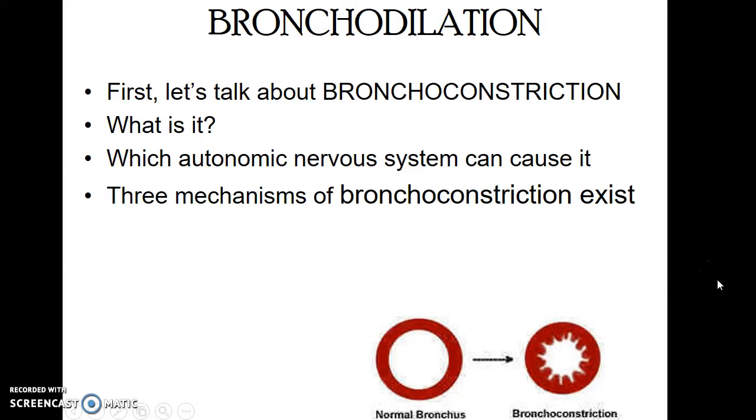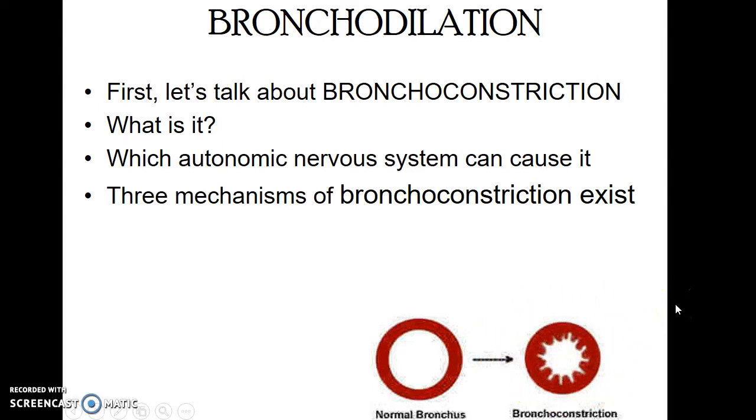In this section of Chapter 6, we're going to talk about bronchodilation. If we have an animal that's having difficulty breathing, we would want to dilate the bronchioles to help them breathe. But we're going to talk first about how bronchoconstriction occurs. And this little picture illustrates what it is. So here's our normal bronchus, and this is bronchoconstriction.